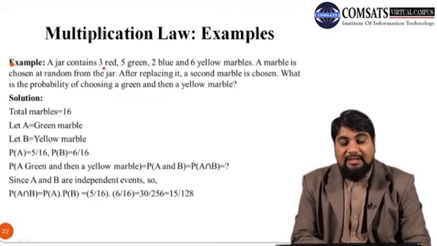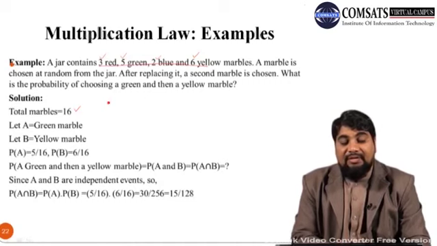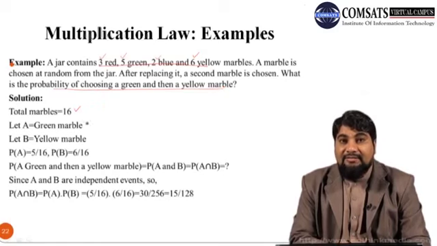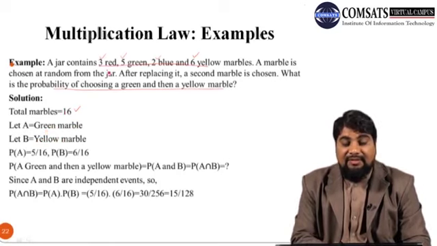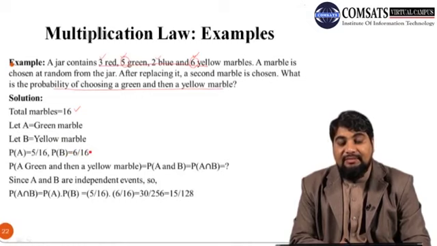So the total number of marbles in this case is 3 plus 5 plus 2 plus 6, so we have a total of 16 marbles, and we want to find the probability of choosing a green marble and then a yellow marble. Let us define the two events. Event A is that the chosen marble is a green marble, and event B is that the chosen marble is a yellow marble. There are 5 green marbles, so the probability of A is 5 out of 16, and there are 6 yellow marbles, so the probability of B is 6 out of 16.